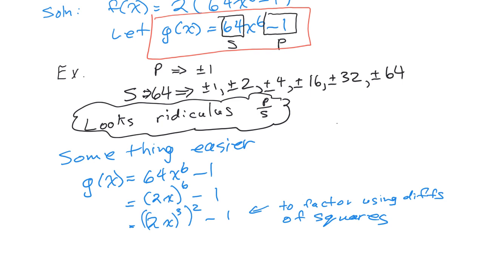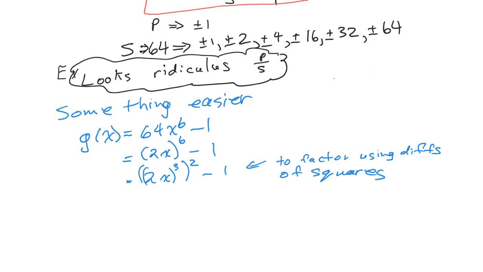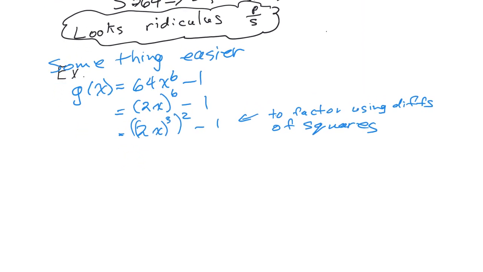Okay, so now if you think about it, our problem turns into, well, g(x) is really going to be 2x cubed minus 1 times 2x cubed plus 1. So now we have two factors. So now what we can do is take some time and break this problem up into two parts. Okay?